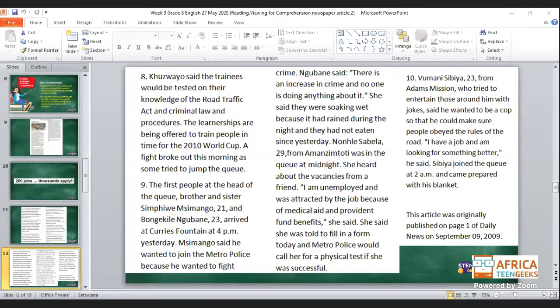Rumani Sibia, 23, from Adam's Mission, who tried to entertain those around him with jokes, said he wanted to be a cop so that he could make sure people obeyed the rules of the road. I have a job and am looking for something better, he said. Sibia joined the queue at 2 a.m. and came prepared with his blanket. This article was originally published on page 1 of Daily News on September 9, 2009.